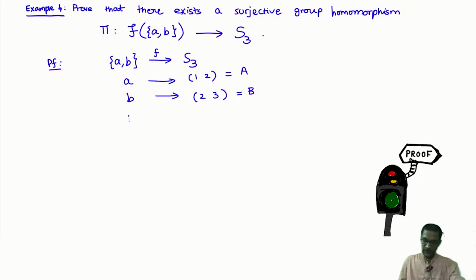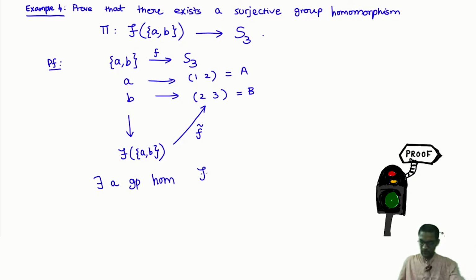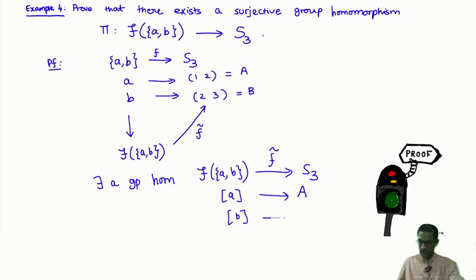Let's call this map F, and let's use the universal property. This induces a group homomorphism from the free group to S3, which is called F tilde. So there exists a group homomorphism from the free group to S3, F tilde, and it sends A to this cycle A, B to this cycle B. I know the existence of this by means of the universal property.